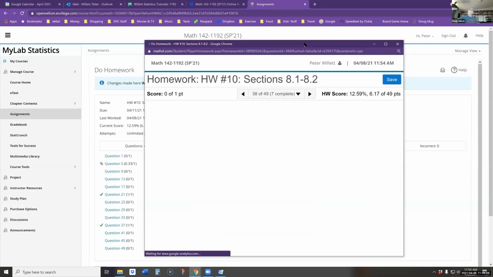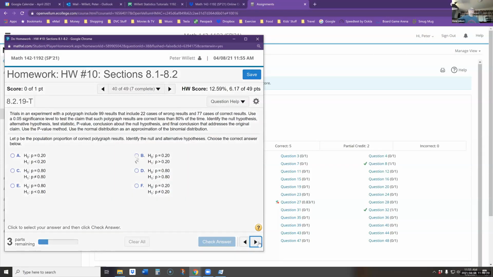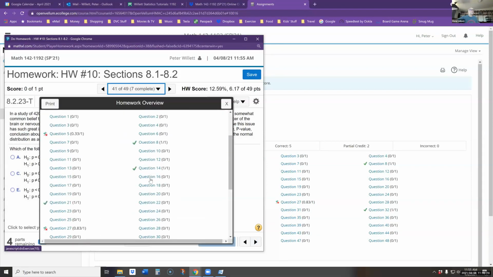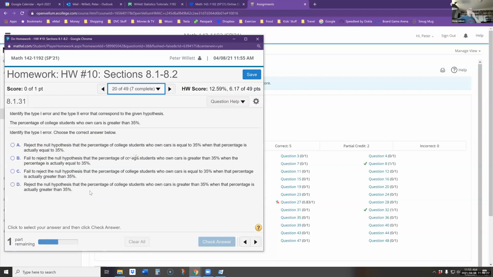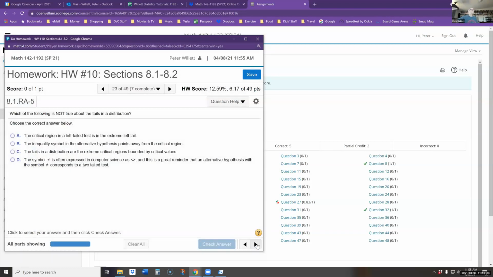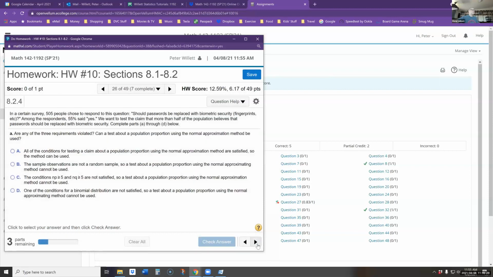Let's see what we got here. Okay, this one's a little wordy. Let me find one that's not much to read and a little simpler, if there is such a thing in here. It just seemed to get wordier and wordier the farther I go. What if I'm like a number 20? That's still 8.1. Oh, so it looks like 8.2 doesn't start until number 26.